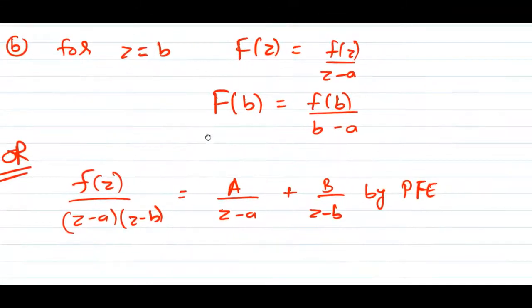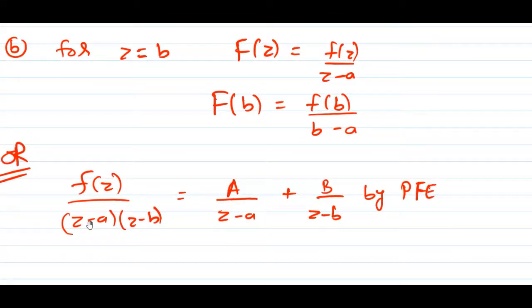Or you can use the partial fraction expansion, split this term as A upon z minus a plus B upon z minus b, and then individually use the Cauchy integral formula. So you will get that 2 pi i times f of a plus 2 pi i times f of b. So individually you need to calculate the integration. Now we will see more problems, and once you see the problems, your concept will be clear.